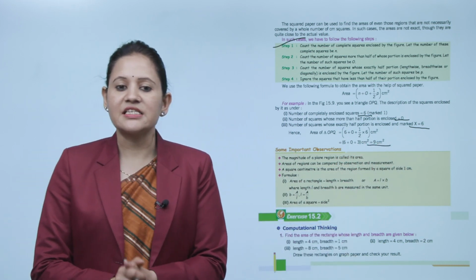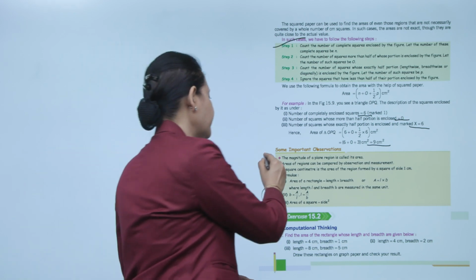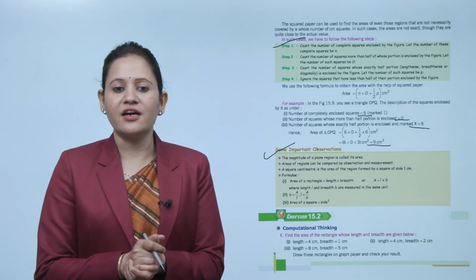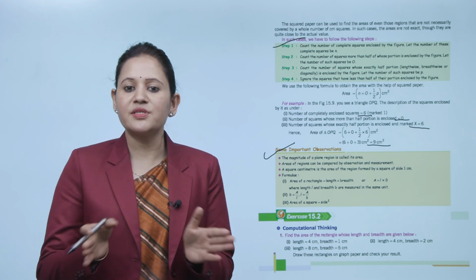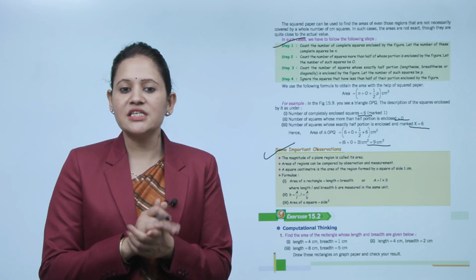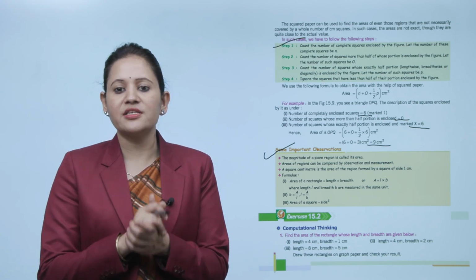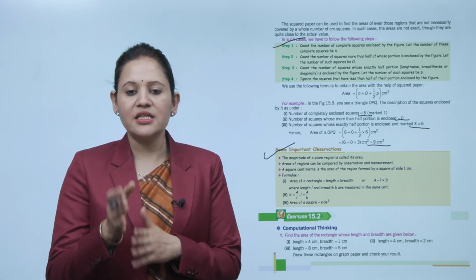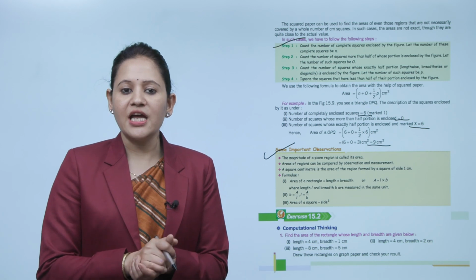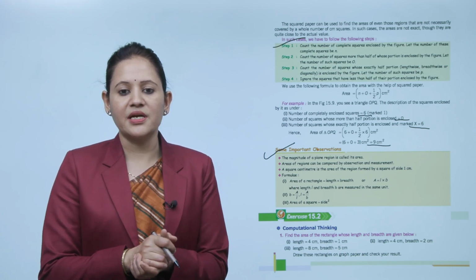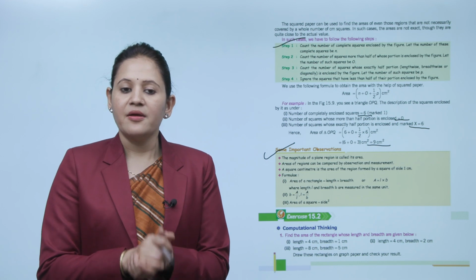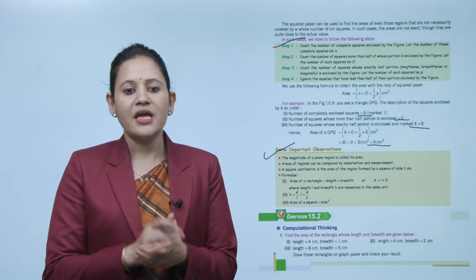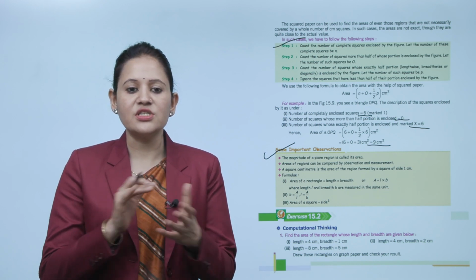Clear? Next are some important observations. The magnitude of a plane region is called its area. Area of regions can be compared by observation and measurement. The square centimeter is the area of the region formed by a square of side 1 centimeter. Formula: area of rectangle equals length into breadth, area equals L into B, where L is length and B is breadth, measured in the same unit. Breadth equals area upon length, length equals area upon breadth. Area of a square is side into side, or side square.